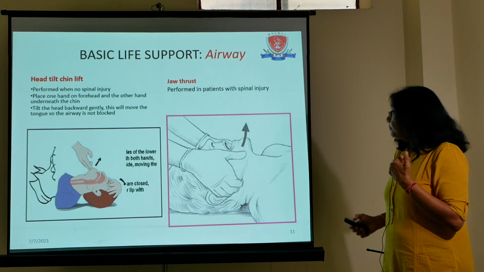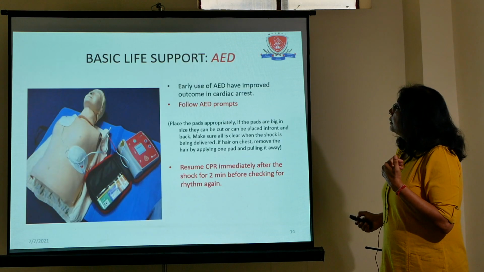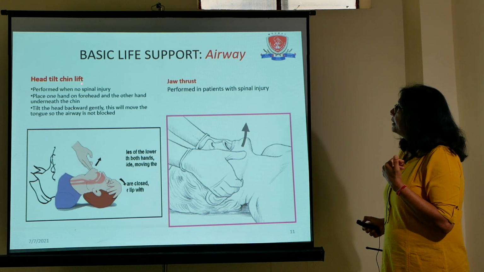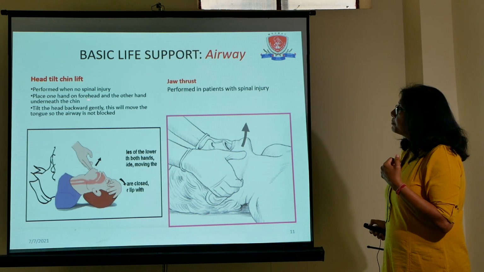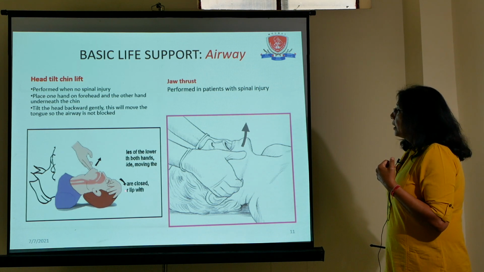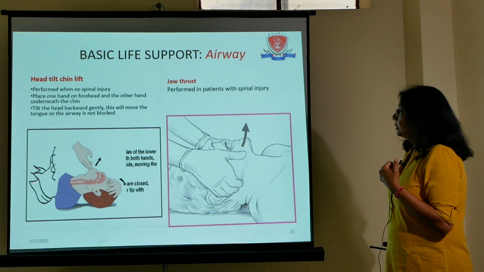So for any victim whose airway needs to be maintained, we need to use the method head tilt and chin lift, which is performed when there is no spinal injury. You need to place one hand on the forehead and push it down, the other hand under the chin and take it upwards. This opens up the airway straight from the nostril till the lungs.